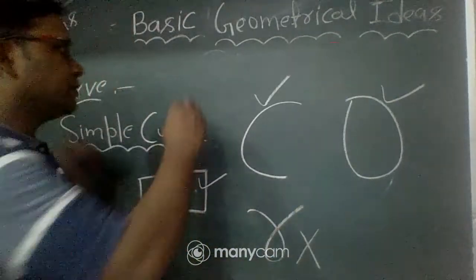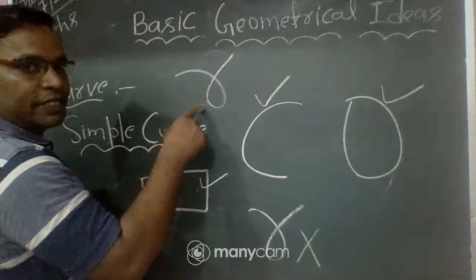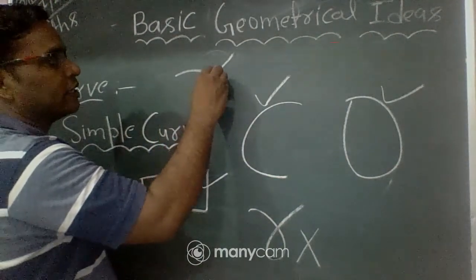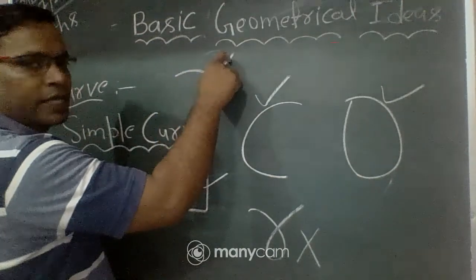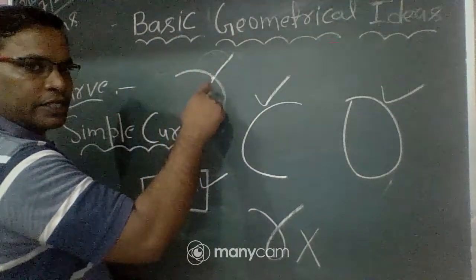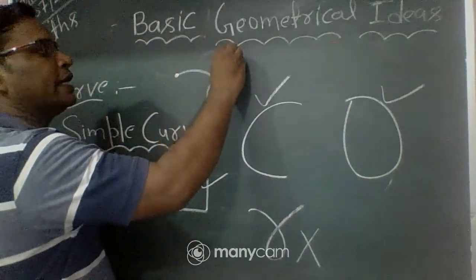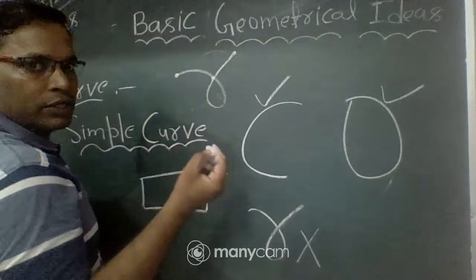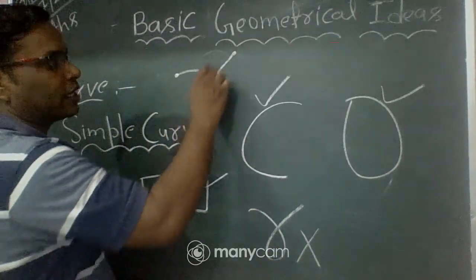But you can see here, this is an open curve, but not simple. Why? Because it has crossed itself. So you can say this is an open curve, but not simple, because its beginning point and end point are different, and the curve crosses itself.